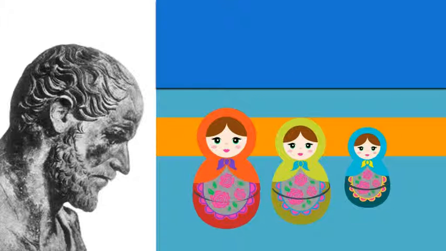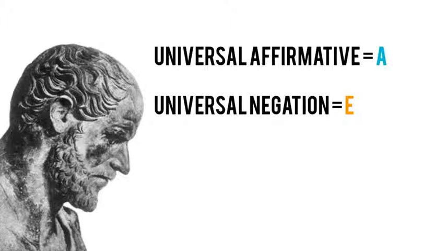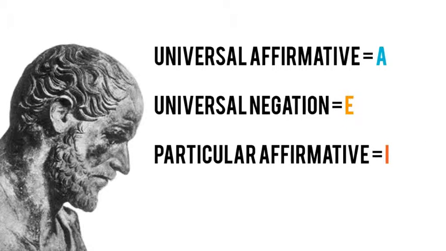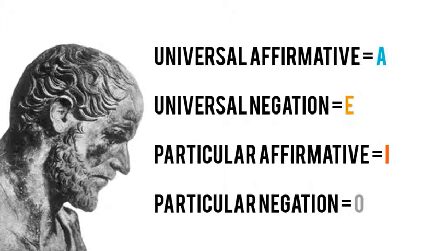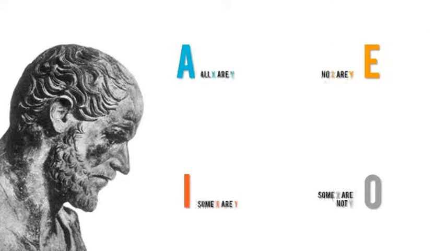Alright, so Aristotle tells us that there are four types of declarative statements: universal affirmative, universal negation, particular affirmative, and particular negation. And he labeled each one A, E, I, and O, respectively. So, a universal affirmative would be something like all X are Y, and a universal negation would be no X are Y, and a particular affirmative would be some X are Y, and a particular negation would be some X are not Y. Got it?